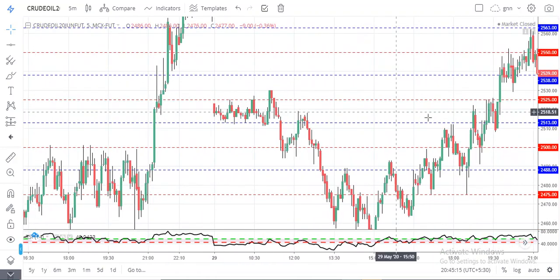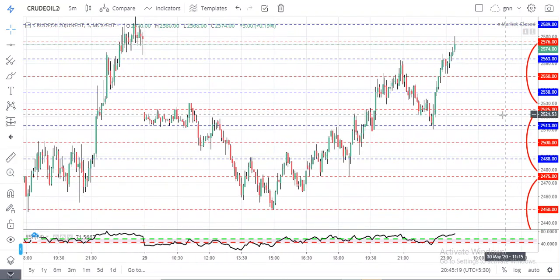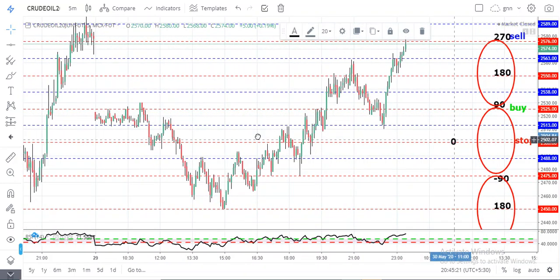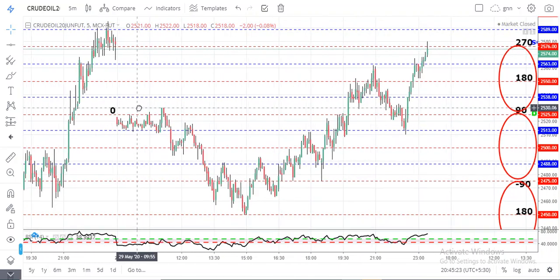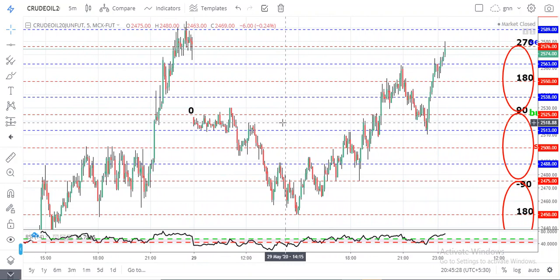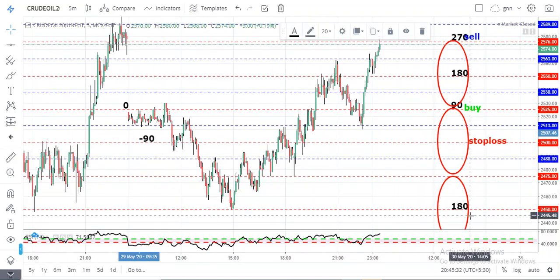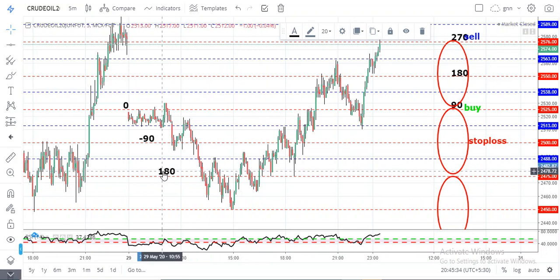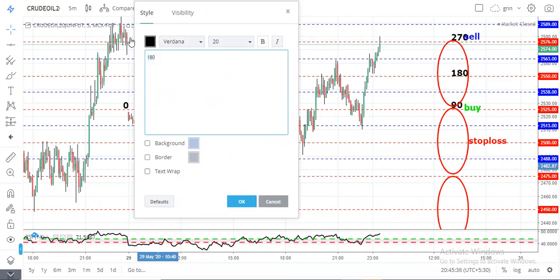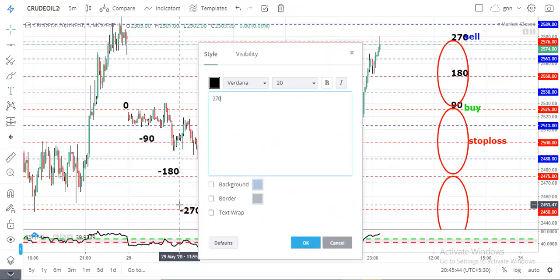So we have fixed our zero here. Just taking these degree values. So this is our 2525. Even this value is updated in our Telegram channel, and this is minus 90 degree, minus 180 degree, and minus 270 degree.